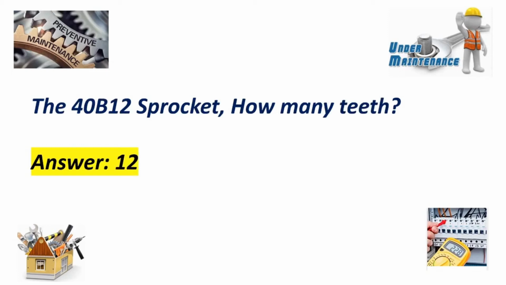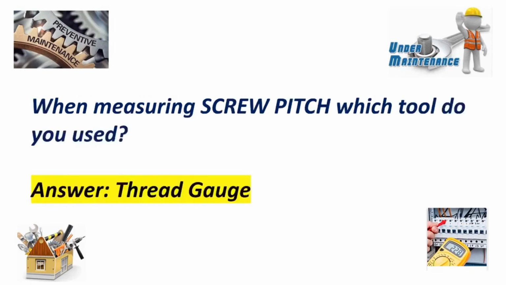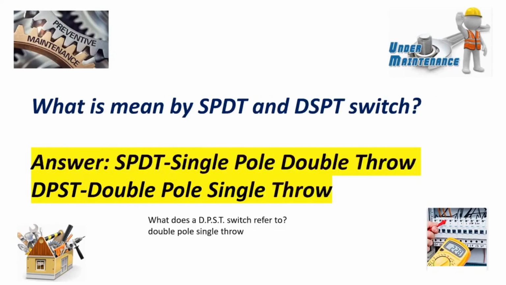The 40B12 sprocket, how many teeth? Answer: 12. When measuring screw pitch, which tool do you use? Answer: thread gauge. What is meant by SPDT and DPST switch? Answer: SPDT stands for single pole double throw and DPST stands for double pole single throw.